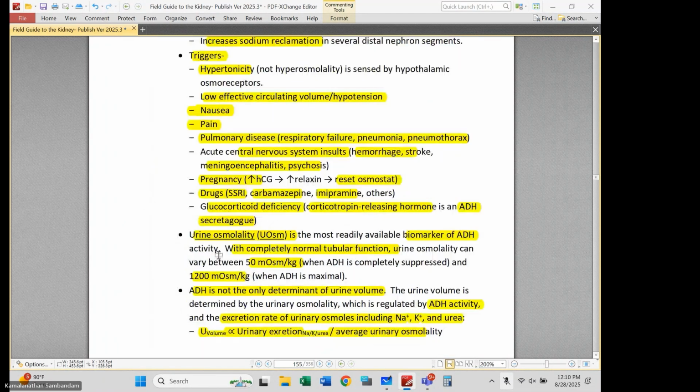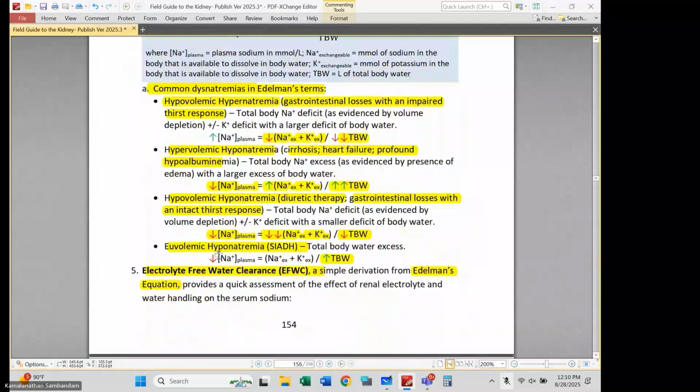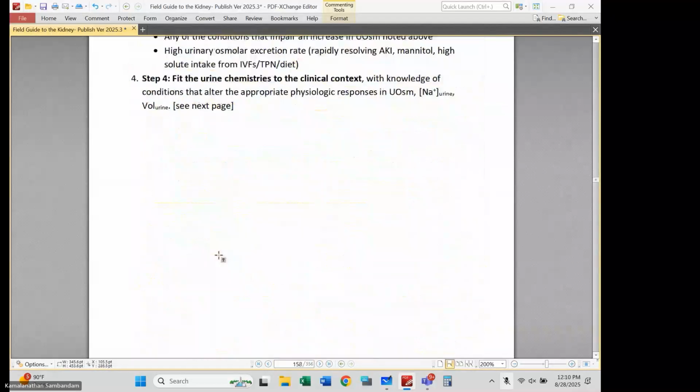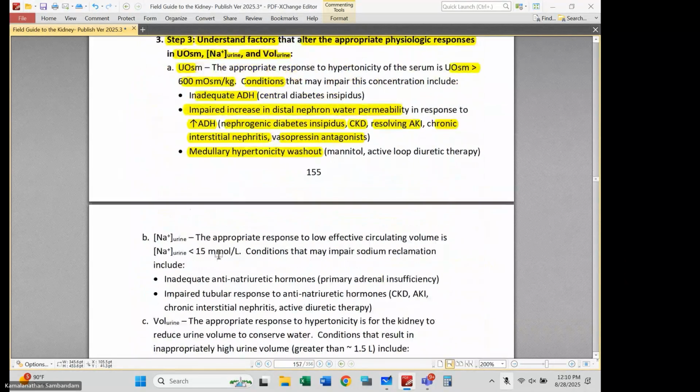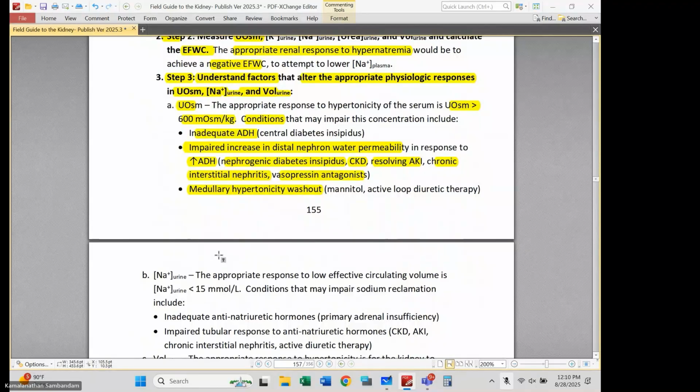So again, anything that impairs that medullary tonicity, hypertonicity, would also expectedly limit the amount of water reclamation that one can mount. So classically, the use of mannitol increases medullary blood flow, reducing the medullary tonicity. Okay, that is one mechanism by which mannitol enhances water excretion.